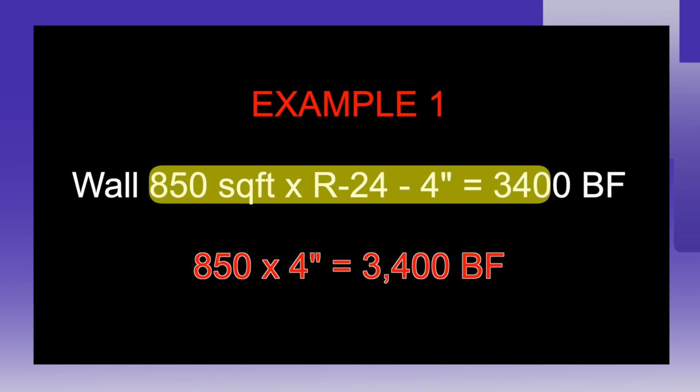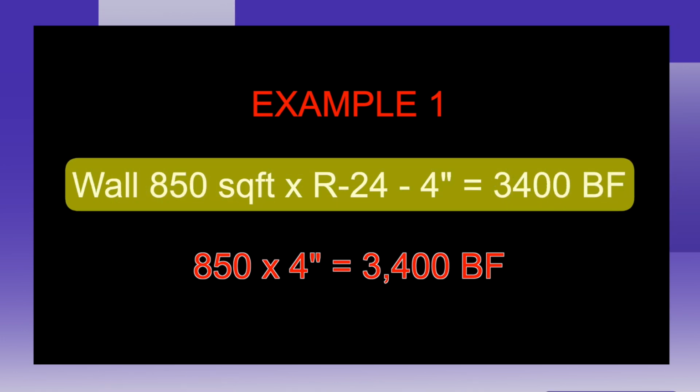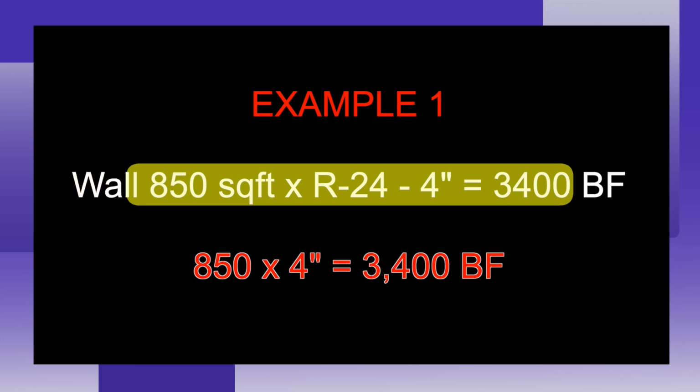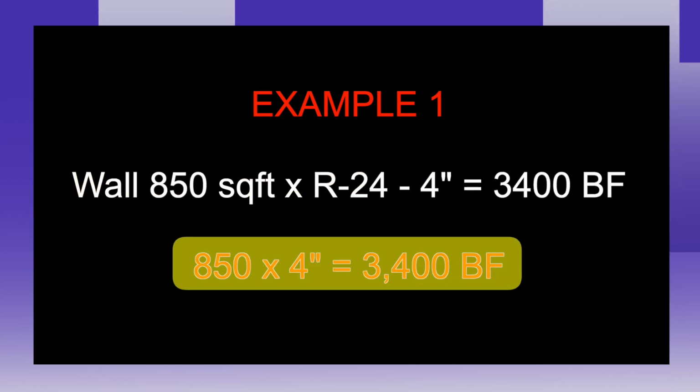Example 1. Suppose you have a wall with an area of 850 square feet and R value of 24, and the foam thickness is 4 inches. 850 square feet times 4 inches of foam equals 3,400 board feet of foam needed.